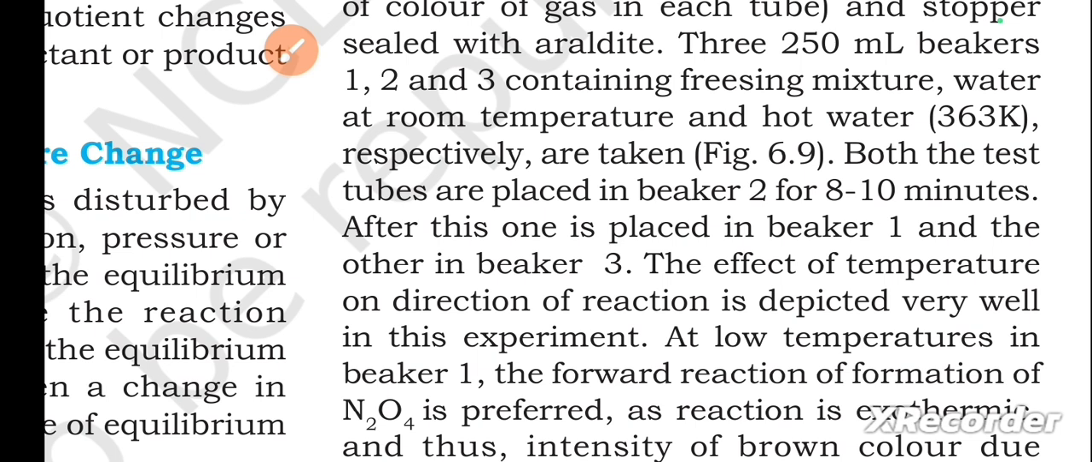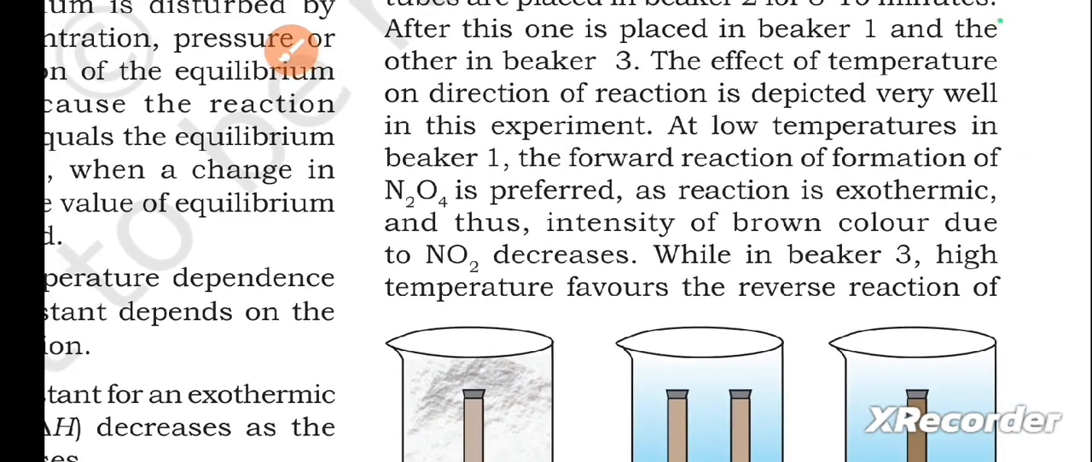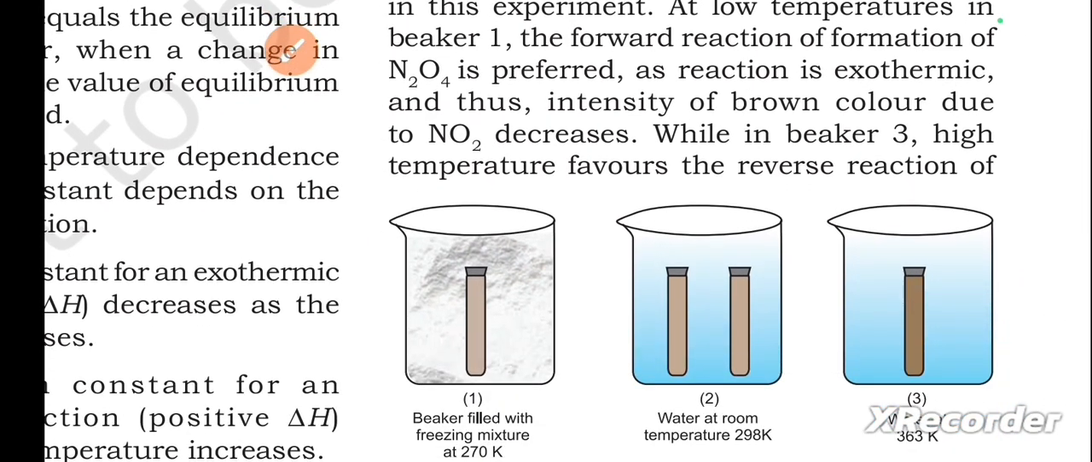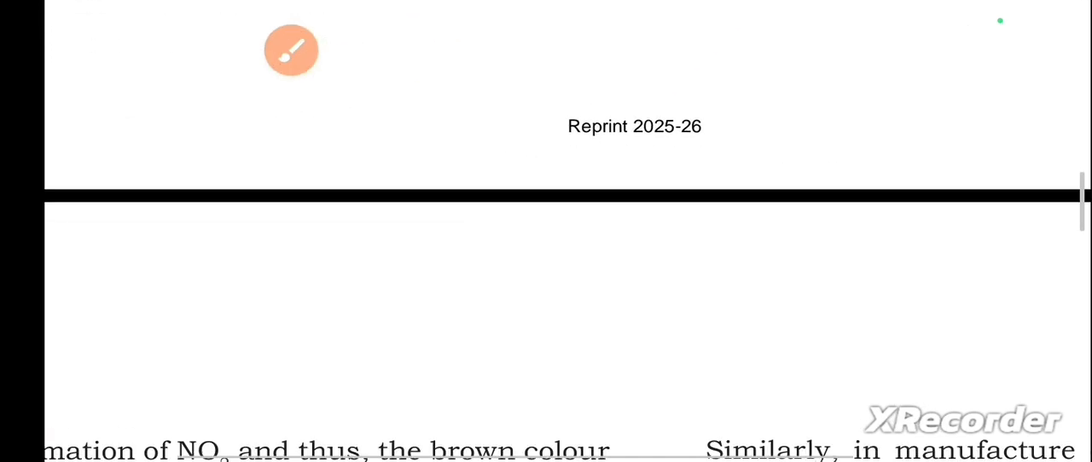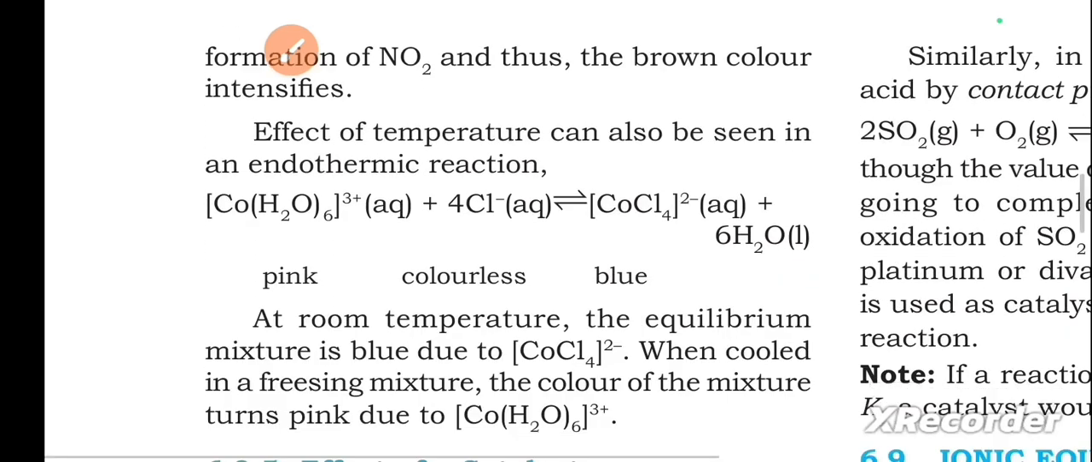Both the test tubes are placed in beaker 2 for 8 to 10 minutes. After this, one is placed in beaker 1 and the other in beaker 3. The effect of temperature on the direction of reaction is depicted very well in this experiment. At low temperature in beaker 1, the forward reaction of formation of N2O4 is preferred, as the reaction is exothermic, and thus the intensity of brown color due to NO2 decreases. While in beaker 3, high temperature favors the reverse reaction of formation of NO2 and thus the brown color intensifies.